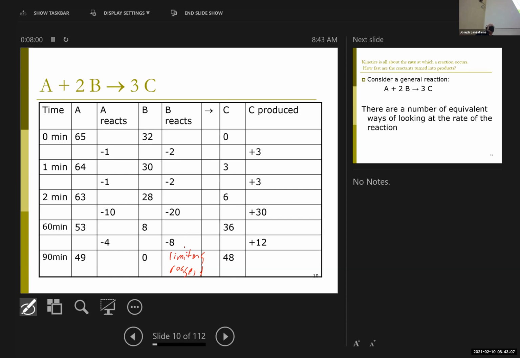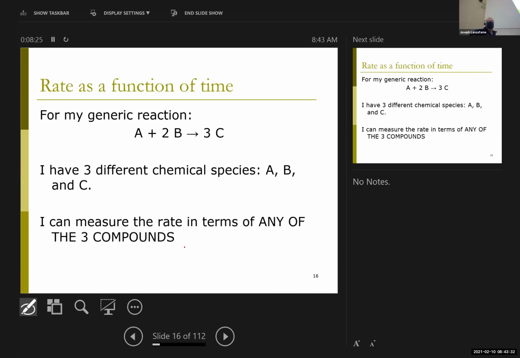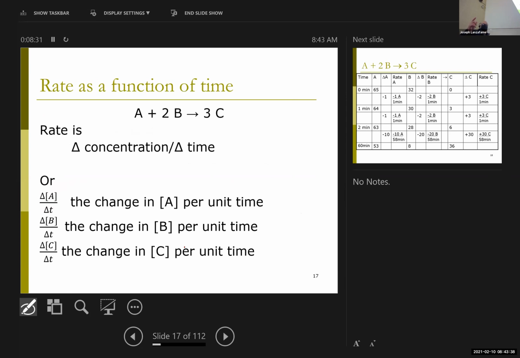But you'll notice the way they change is not the same. A is disappearing, B is disappearing, and C is appearing, which means I have minus A and minus B, but plus C. But because the stoichiometry is 1 to 2 to 3, I'm also losing different numbers of them. And so I can measure the change in amount, which is usually concentration for a solution because it's moles per liter, although it could be just moles.